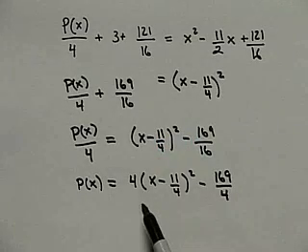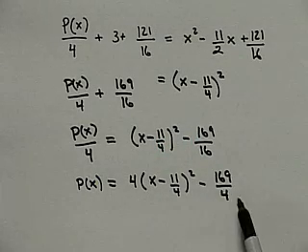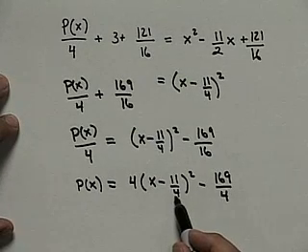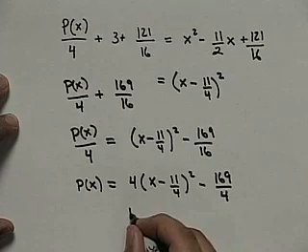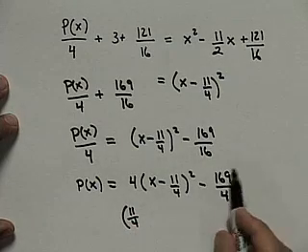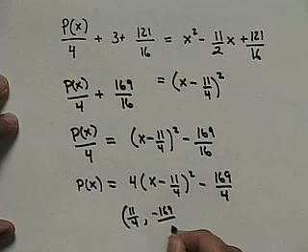It's now written in the standard form of the parabola, or in other words, a times quantity x minus h squared minus k. So we can read the vertex directly because the x value of the vertex is given by the value of h, which is 11 over 4. And then the y value is given by the value of k, which is negative 169 over 4.